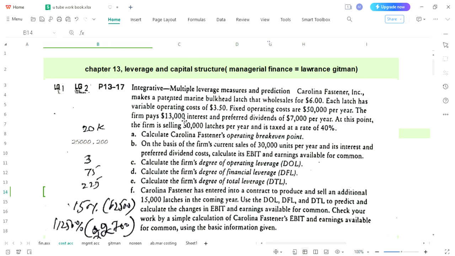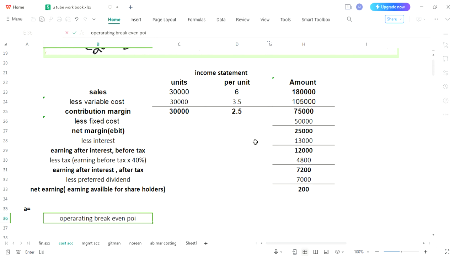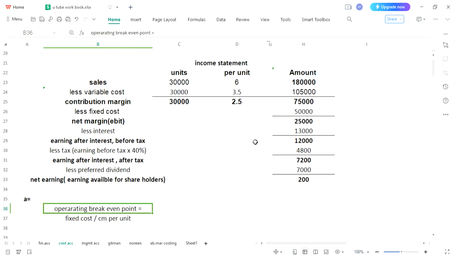Let's see what is the first requirement. Calculate operating break even point. So we are at point A and we need to calculate operating break even point, and for this we need to have fixed cost, and that would be divided by CM per unit. In this way you can calculate your break even point.